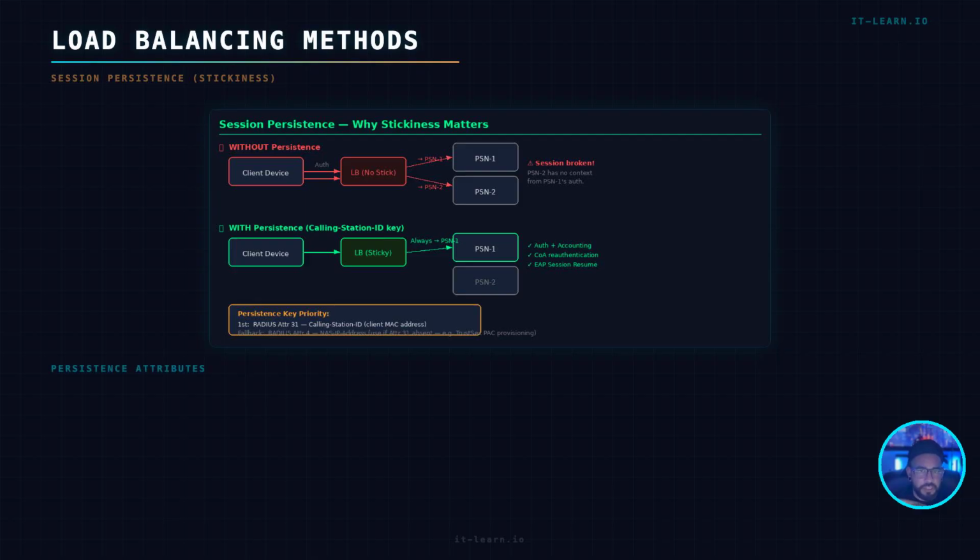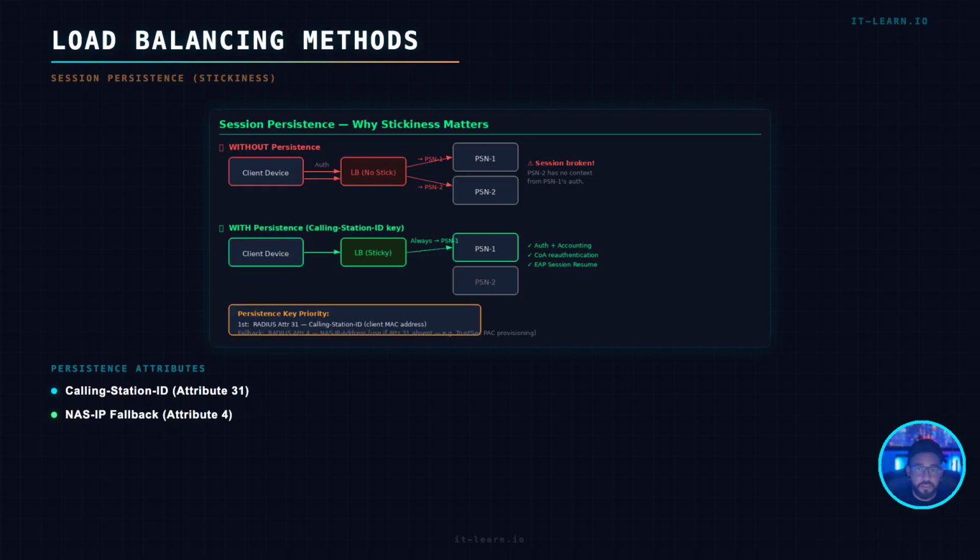I have an image here that goes over a little bit of that. And then we're also using the calling station ID. So let's talk about that. In this case, most vendors recommend using the calling station ID, and that is going to be the client MAC address as your persistence key.